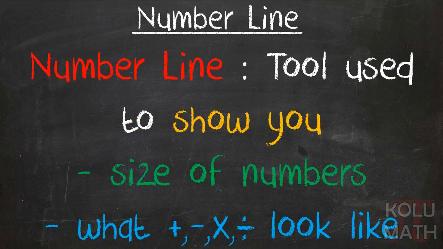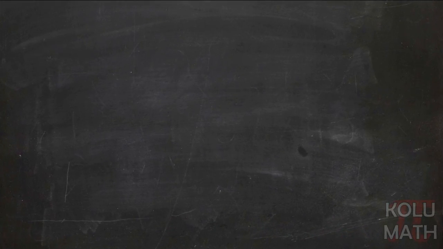You can think of a number line as a tool that is used to show you the size of numbers, value, right? And what plus, minus, multiply, and divide look like, simple operations. Today, we're only going to be talking about plus and minus, but in a future video, we might be talking about multiplying and dividing with the number line as well. So, what exactly is this thing?